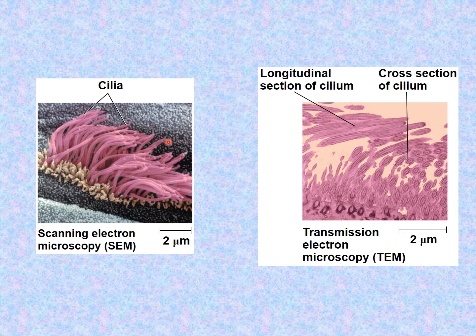Now, scanning allows you to see the surface of things. So here we can see on the surface of the cell, we can see the cilia. Now, this gives us a three-dimensional view as well. Now, as opposed to the scanning electron microscope, the transmission electron microscope lets us be able to see within specimens. So it allows us to see within, in this case, the cilia. So we can see longitudinal sections of the cilia. Okay, so that's along the length of the cilia. And then we can see cross sections of the cilia.